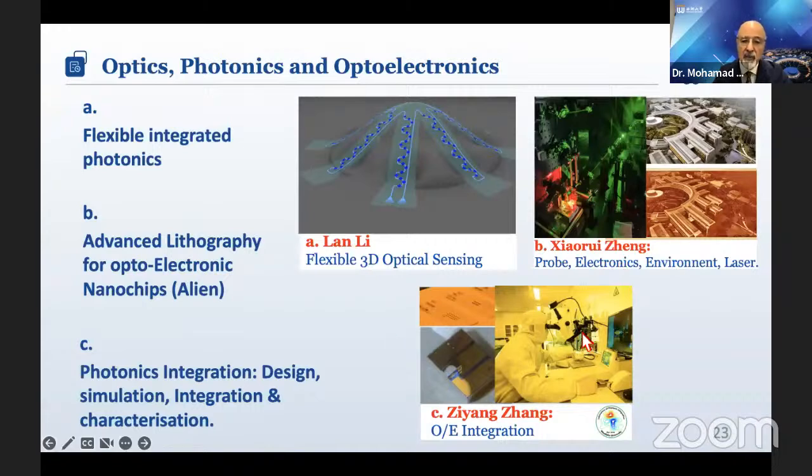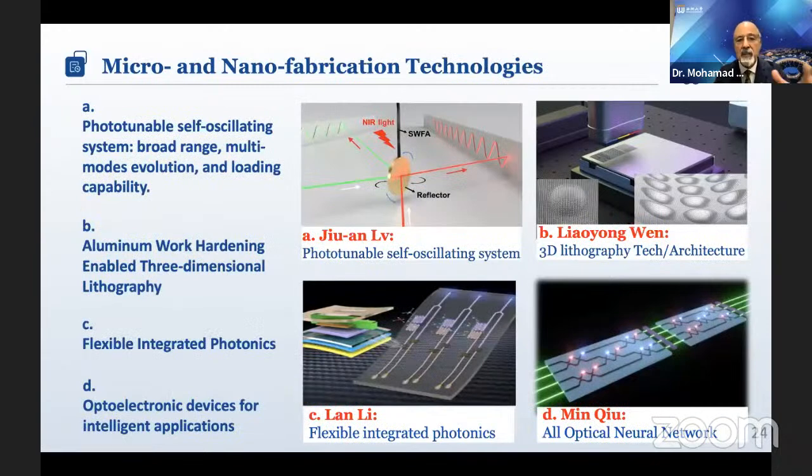We also talk about number 3 here on the bottom side, where one colleague is doing photonics integration: design, simulation, integration, and characterization. Then micro and nano fabrication, of course, doing something at the fundamental level, we need to work at the nano fabrication level, not only the macro. Photo to enable self-oscillating systems, broad range, multi-mode, evolution, and loading capability.